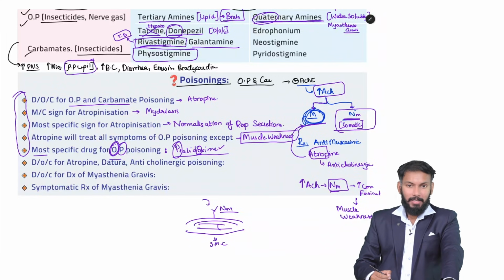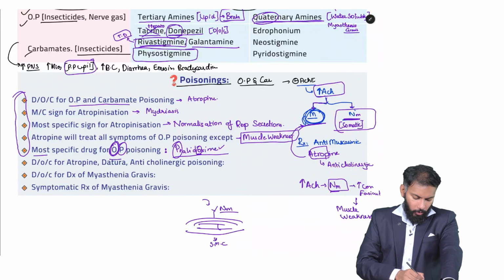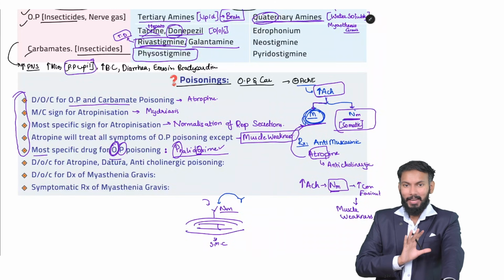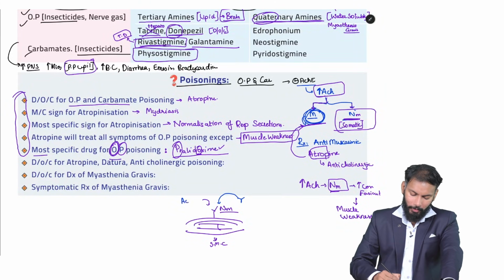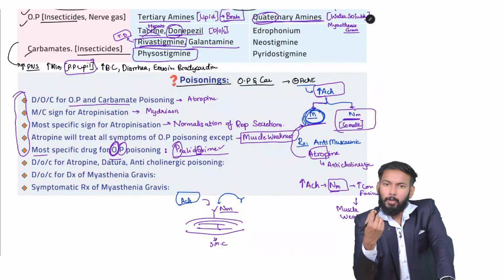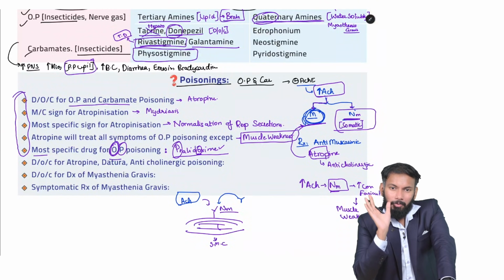In myasthenia gravis, there is formation of antibodies. These antibodies will sit on the NM receptor. If antibodies are sitting on the NM receptor, will acetylcholine act on it? Obviously, it cannot. Now, if it is not able to act on the receptors, what can we do?